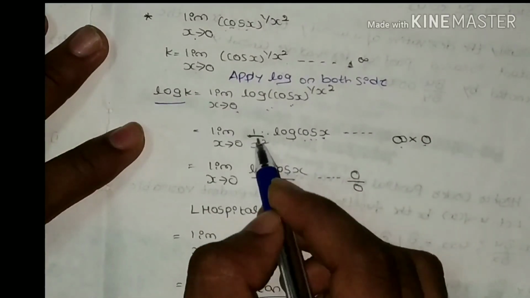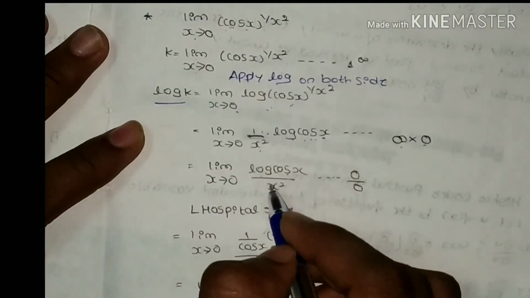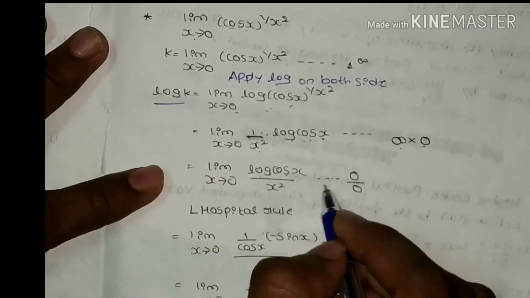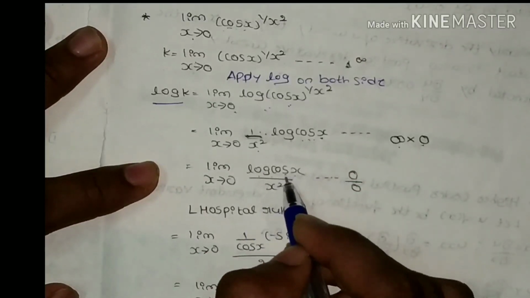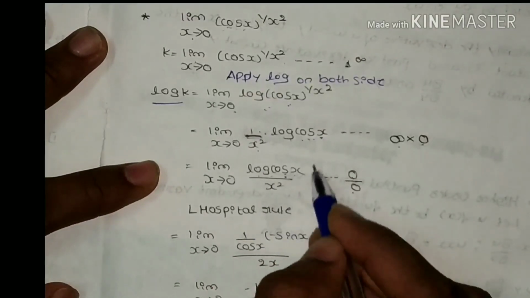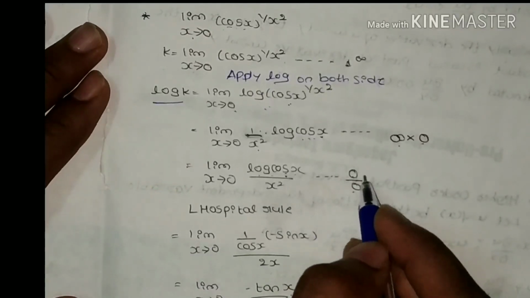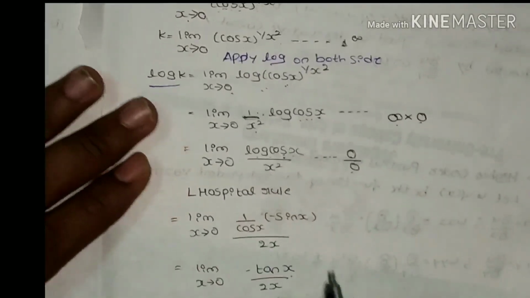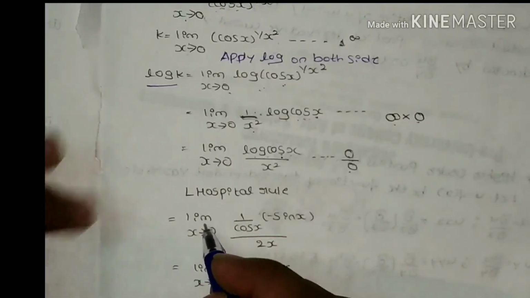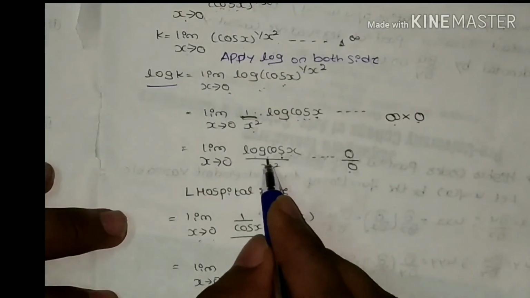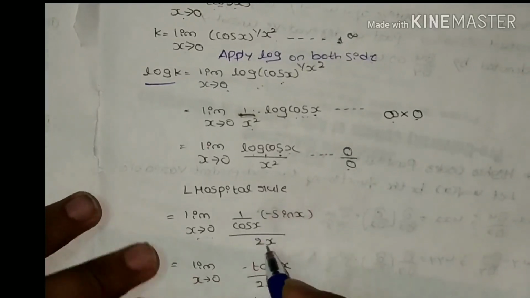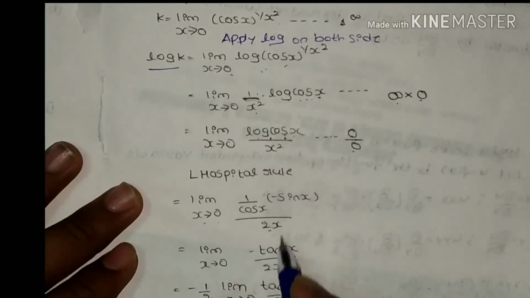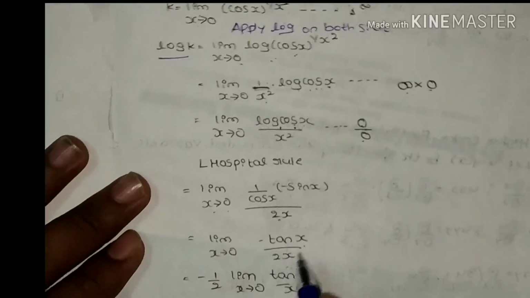Therefore, log cos x, take the denominator x square. Now apply the limit and let's check. It becomes log cos 0, log 1 is 0, and x square is 0. So it is reduced to the standard form. Now apply L'Hospital rule. Limit x tends to 0: the derivative of log of cos x is 1 by cos x, and the derivative of cos x is minus sin x. In the denominator, the derivative of x square is 2x. So it becomes minus tan x divided by 2x.